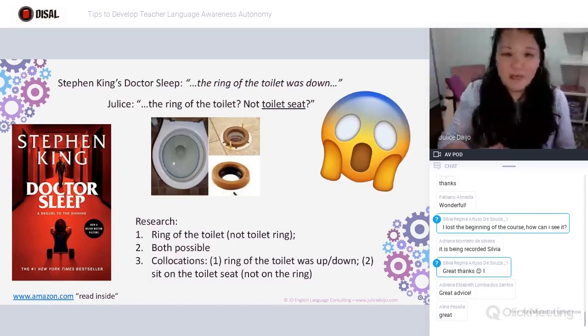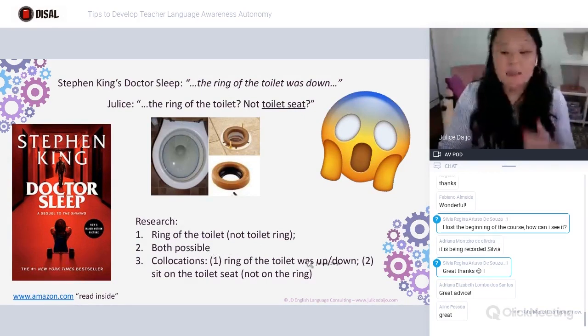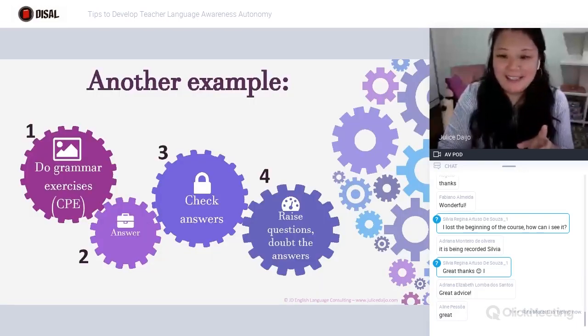But ideally, you're going to go beyond. So you're going to do your research. Why not toilet seat? And if I can use both, where and when do I use each? So this one was one example. Another example here.